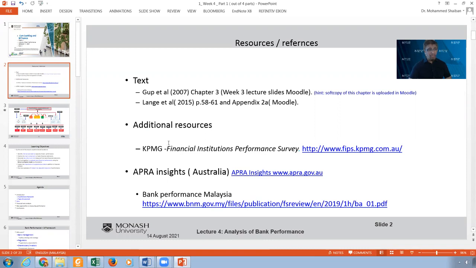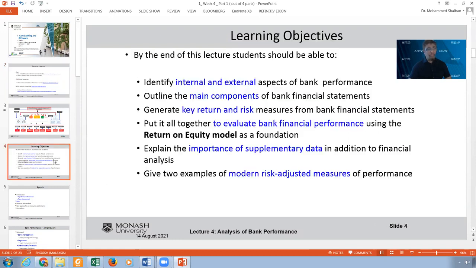Of course, you can have additional resources that talk about bank performance. KPMG is a big resource. They always issue reports about banks. And of course, we have the regulators in Australia, APRA, and in Malaysia, which is Bank Negara. Now, let me go to the learning objectives.